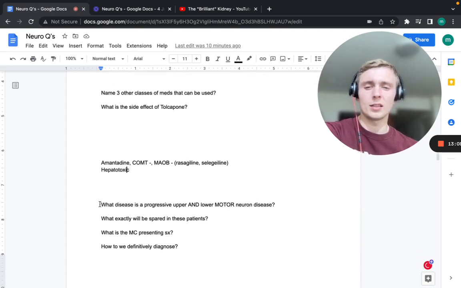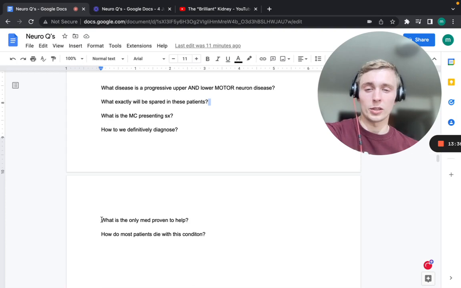So what disease is a progressive upper and lower motor neuron disease? What exactly will be spared in these patients? What is the most common presenting symptom in these patients? And how do we definitively diagnose these patients? So what is spared? How do they present? How do we diagnose? Upper and lower motor neuron, no sensory neurons.